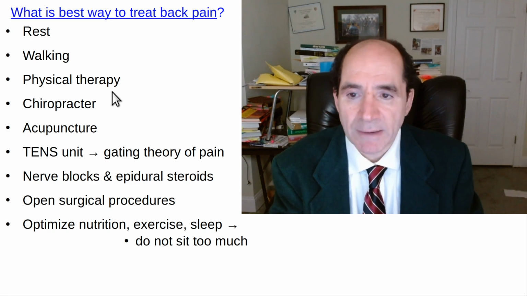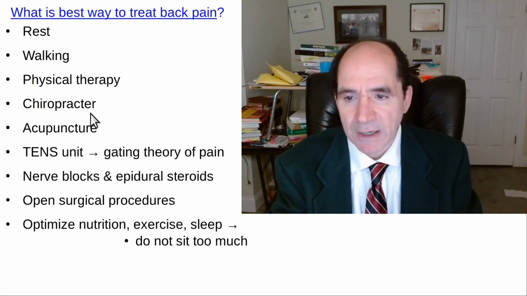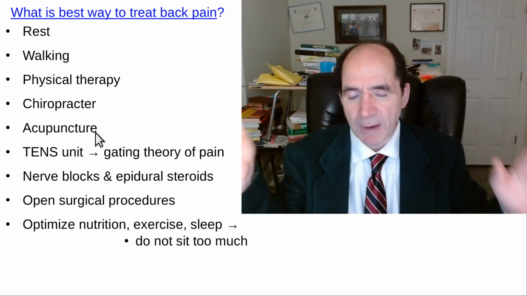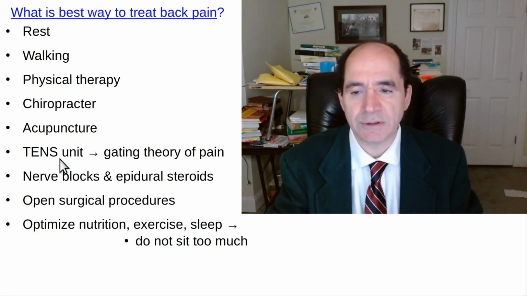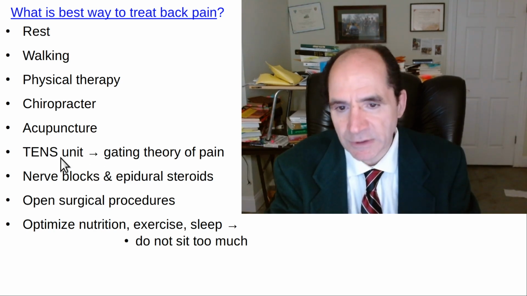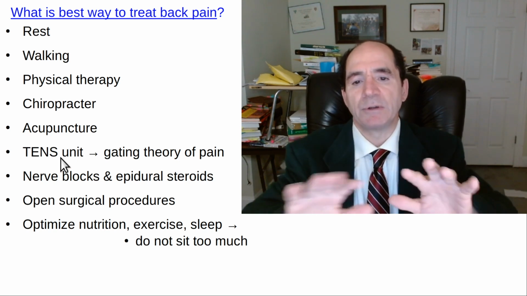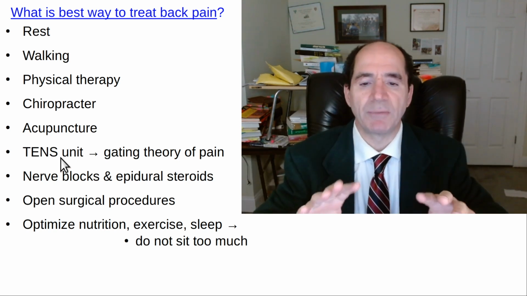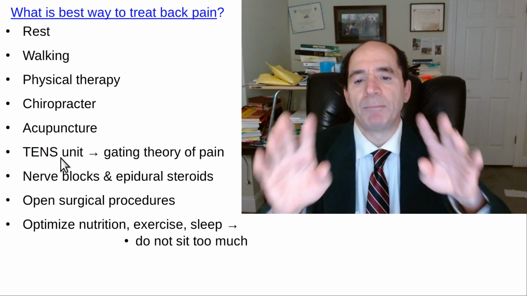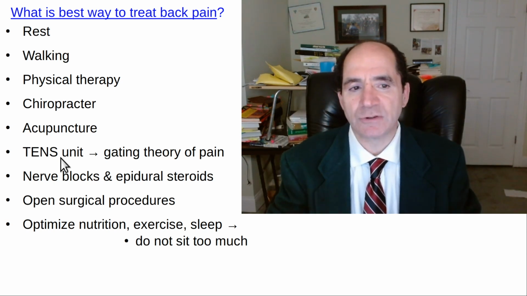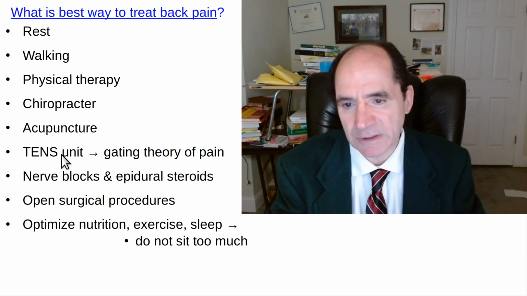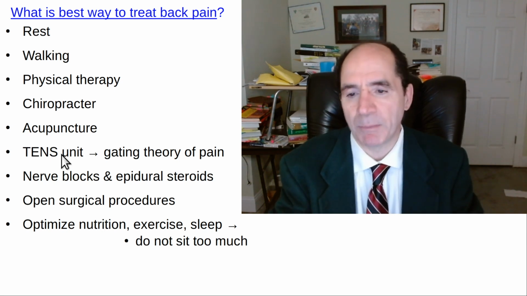Physical therapy sometimes can help. Chiropractor sometimes can help. Acupuncture can get the person's mind off it. A TENS unit, transcutaneous electrical nerve stimulation. The gating theory of pain is that if you're having a big stimulus to the back, like a massage or something, it sends so much neural input towards the spinal cord and brain that it sort of overwhelms the pain signal, and in a sense it distracts the patient from their pain.